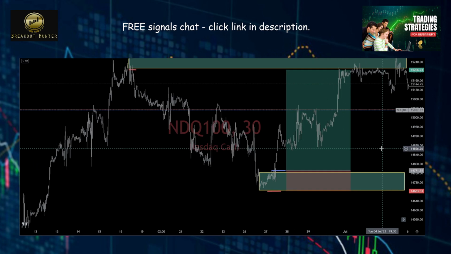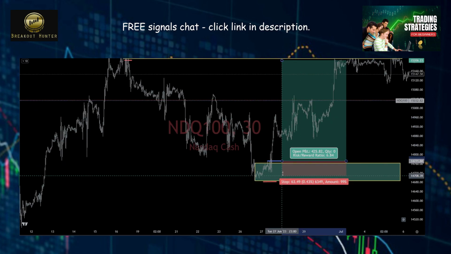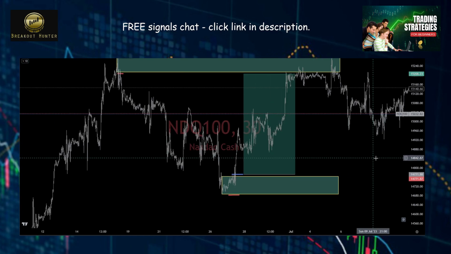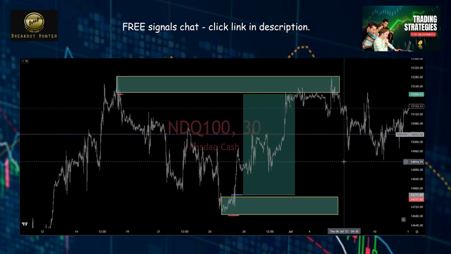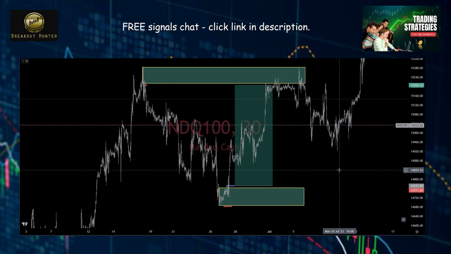And obviously when it takes off, I move my stop loss to break even, and then I let it go. And that is a supply and demand trade. It's really that simple.